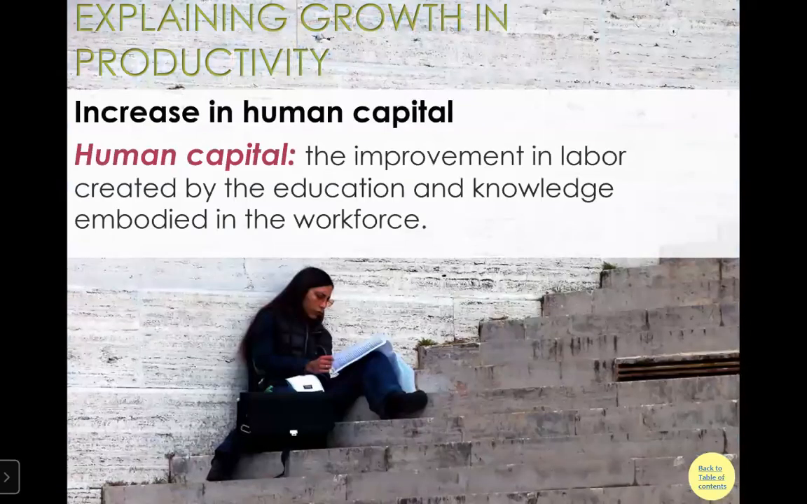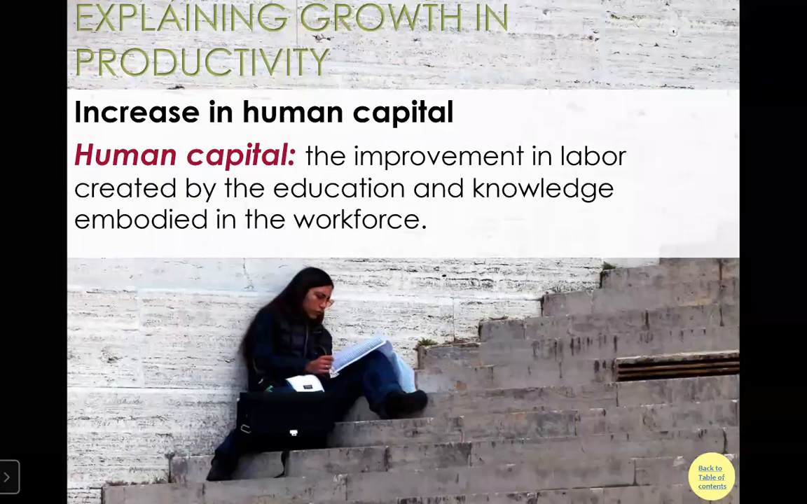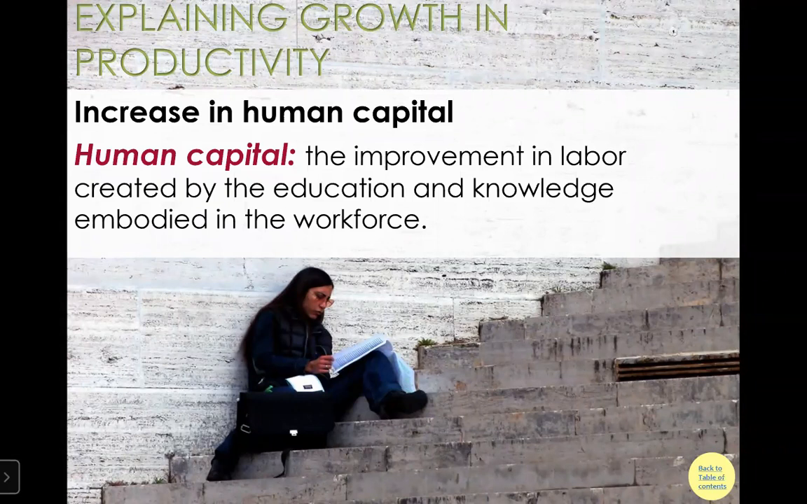Second, human capital. What is human capital? We come to class, we come to school, we get education. Or if you have a job, you have on-the-job training. That's going to make you a better worker, a more efficient worker. So those are considered human capital. Essentially, human capital allows us to produce goods and services in a better and more efficient way.